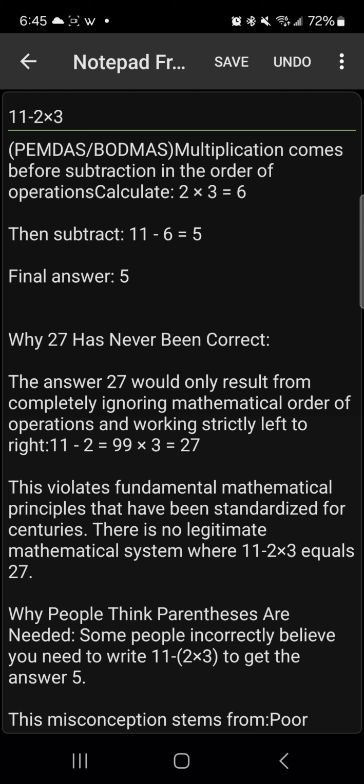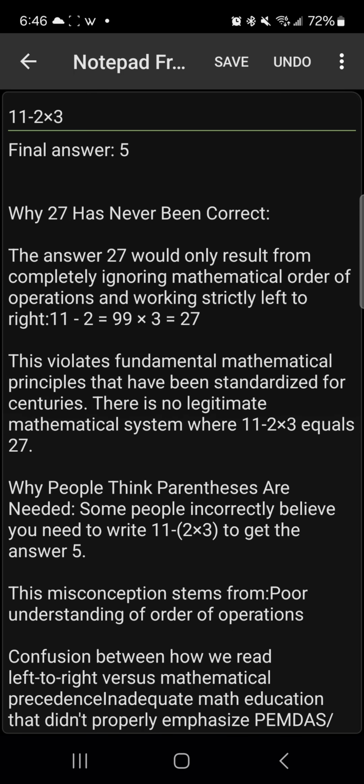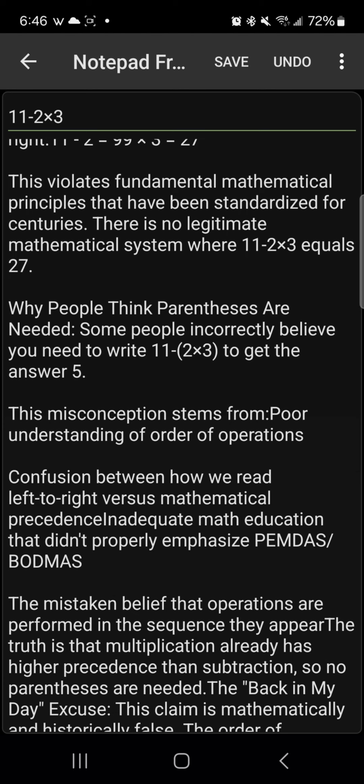Just working left to right and getting 27 violates fundamental mathematical principles that have been standardized for centuries. There's no legitimate mathematical system where 11 minus 2 times 3 equals 27, unless you had parentheses around the 11 minus 2. Now, why a lot of people think parentheses are needed? Well, some people incorrectly believe that you need to write 11 minus and then put parentheses around the 2 times 3 to get the answer of 5.